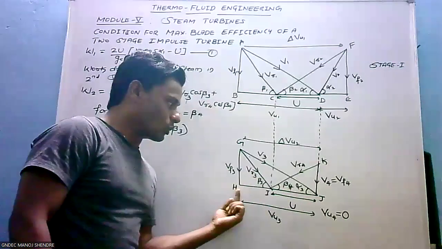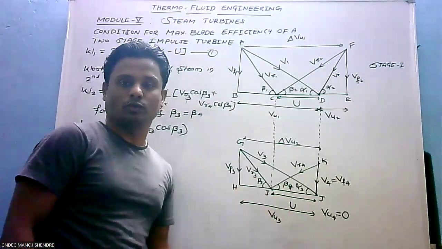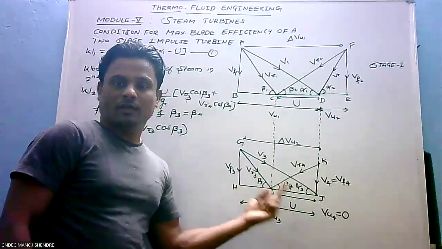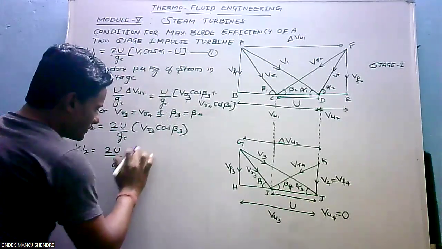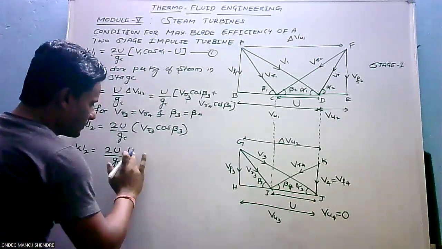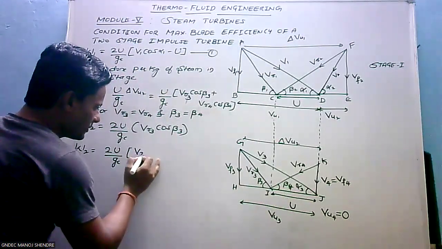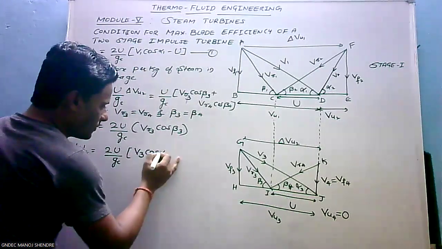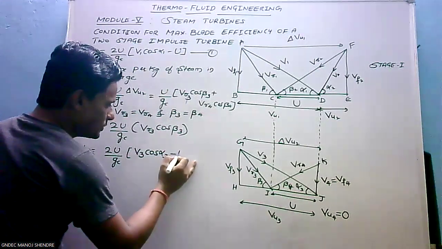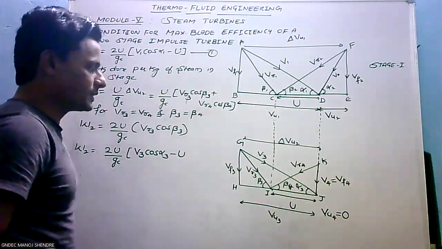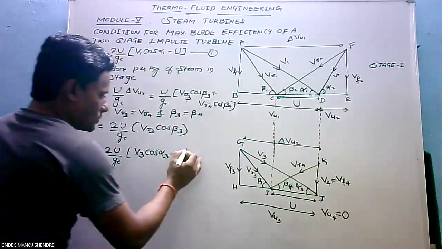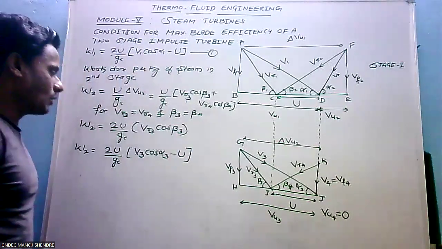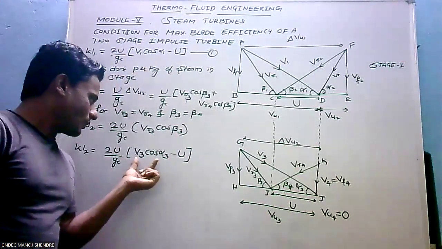HI can be written as total base minus U. Total base is V3, sorry, V3 cos alpha 3 minus U. V3 cos alpha 3 minus U here, right? So, look at the board carefully.